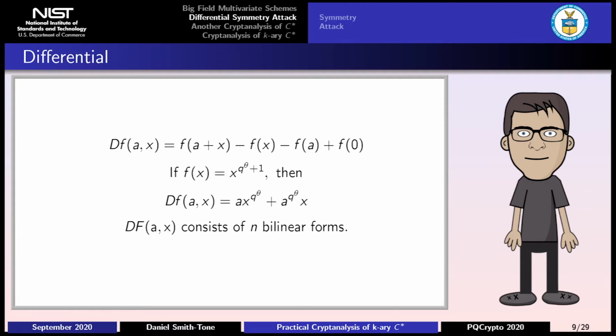Here we can see the definition of the symmetrized discrete differential. If we consider the Cstar monomial, then the differential takes the form of the third line here. We can see that this formula is linear in both the variable a and in x. If we translate this to the vector-valued function over the small field, we have a function for each of the n coordinates that must be then bilinear.